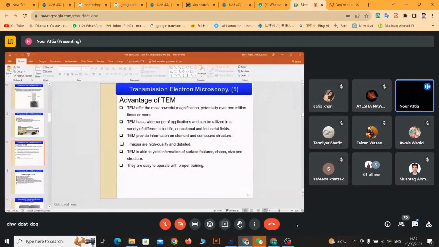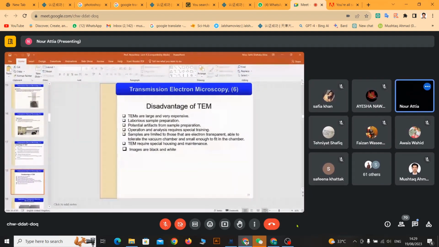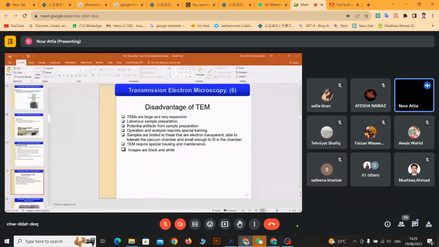The advantage of the TEM is the high resolution. It gives information about the surface, shape and size, clear image information about the size and the dimension and everything. But despite this advantage, it is limited to liquid state samples. Your sample has to be dispersed, and the instrument is very, very expensive.